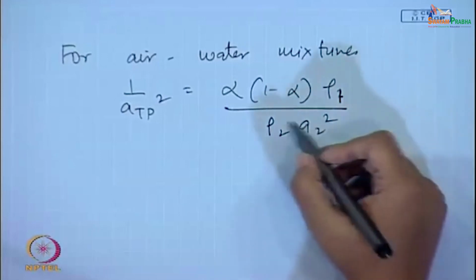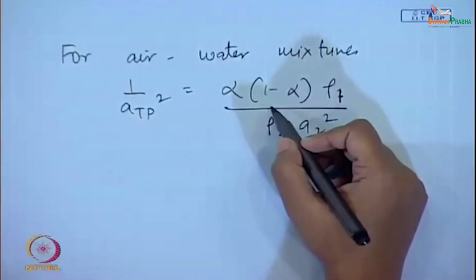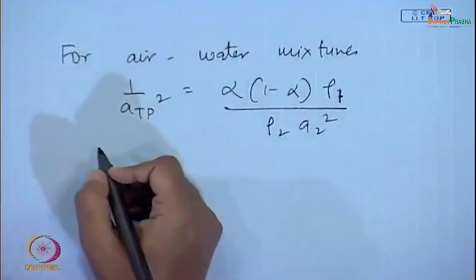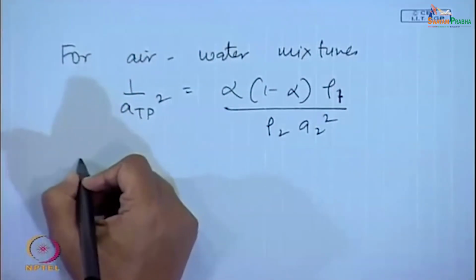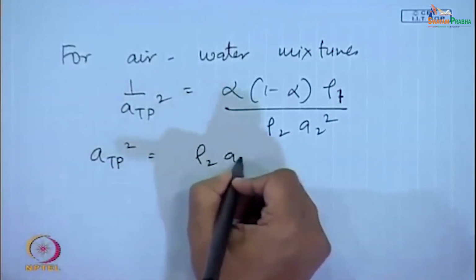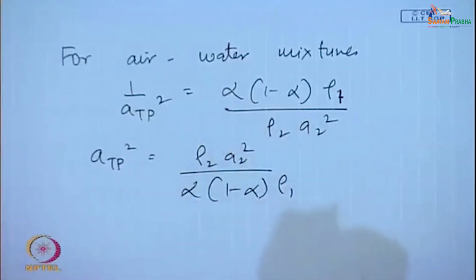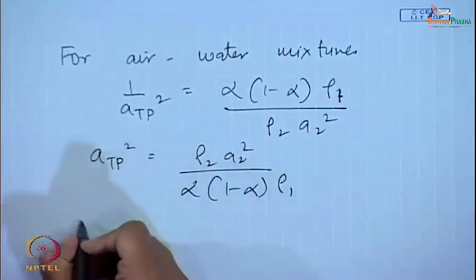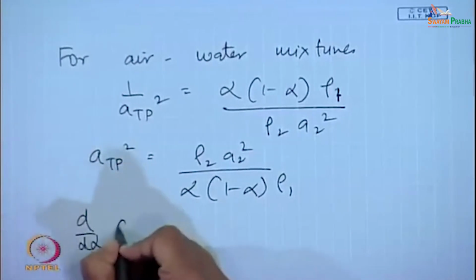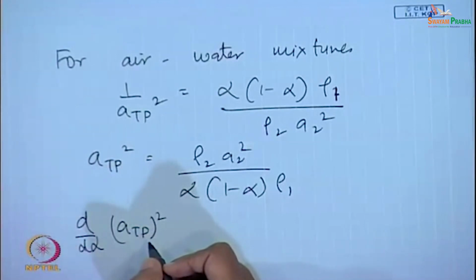Fine. Now, this is a function of alpha. Okay. Since this is a function of alpha, therefore, what do we get? ATP square is equal to rho 2 A2 square by alpha into 1 minus alpha into rho 1. Fine. And what is d ATP square d alpha?